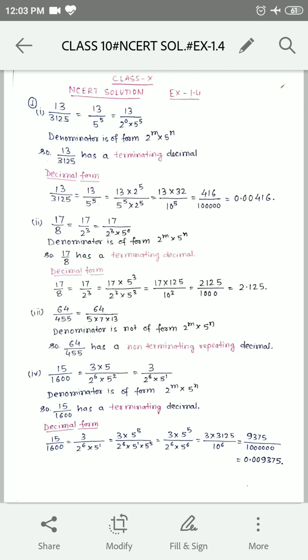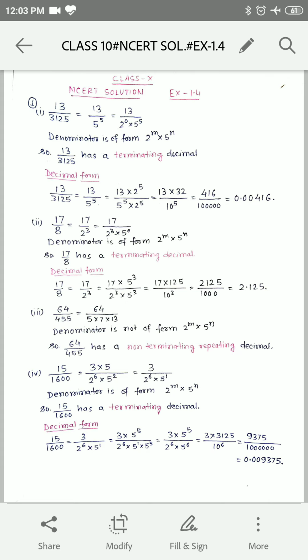upon 2 power 3, that is 17 by 2 power 3 into 5 power 0. It is also in the form 2 power m into 5 power n. So it has a terminating decimal. So in the same way, we find out the decimal form of that 17 by 8. 17 by 2 power 3, multiplying numerator and denominator by 5 power 3, we get 17 into 125 by 10 power 3, and the decimal expansion of it will be 2.125. In the same way, question number 3, 64 upon 455.